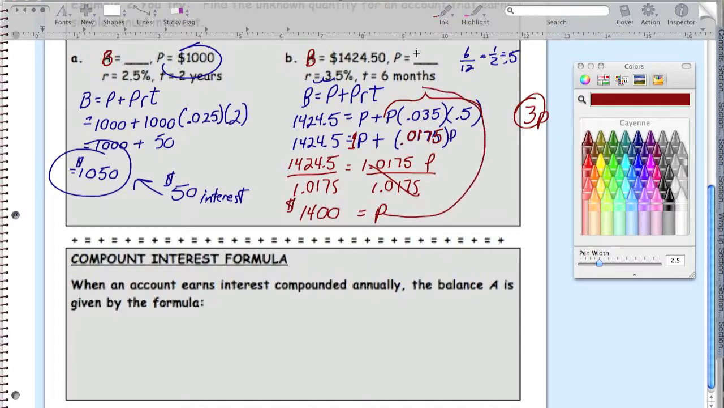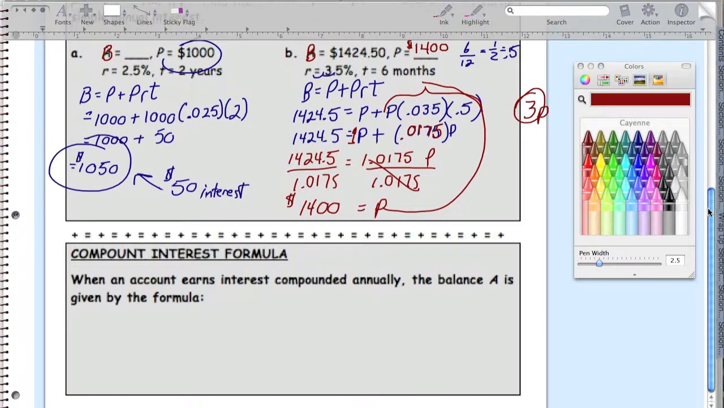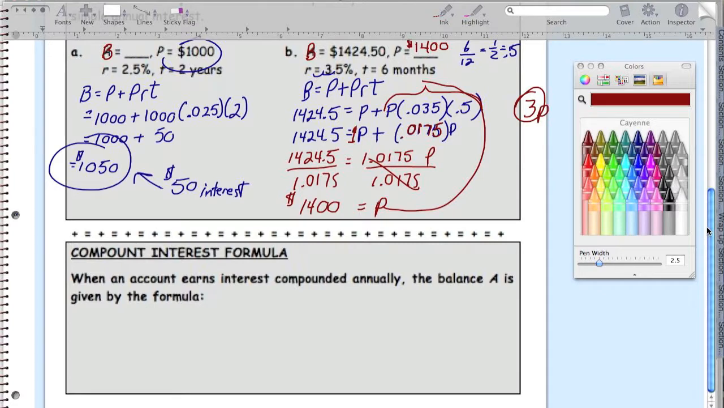I look to see if it makes sense. Is it logical that my principal is $1,400 when my balance is $1,424.50? Yes. Obviously my principal has to be less. We did a great job.